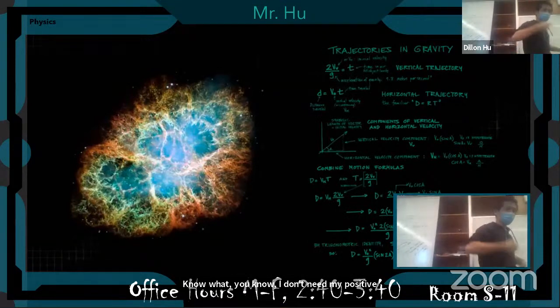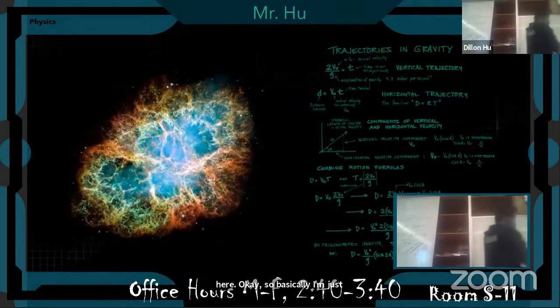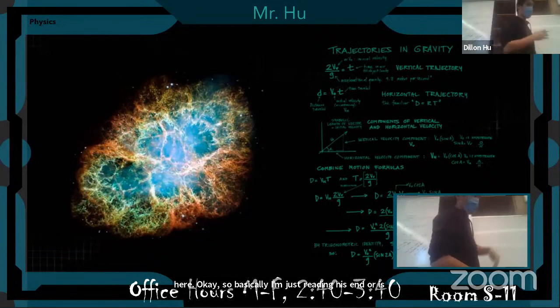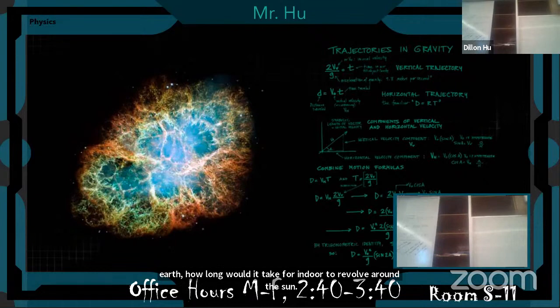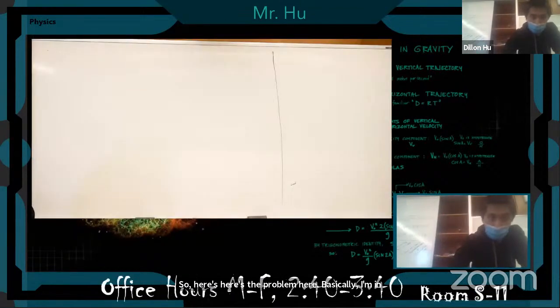Okay, so basically, next reading problem: if Endor is 2 times farther away from the sun compared to the Earth, how long would it take for Endor to revolve around the sun? So I'm going to set up the problem here. In order for us to do this problem, we're going to need to use Kepler's third law.